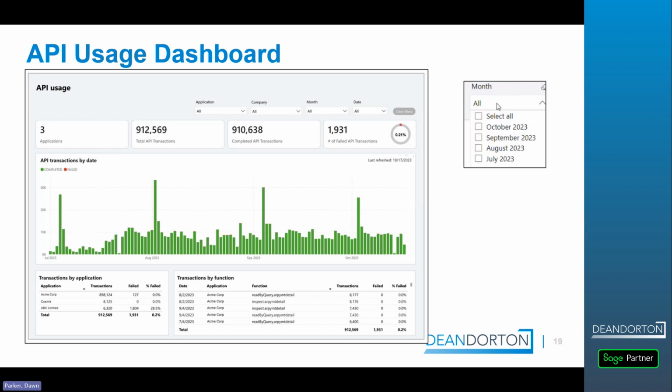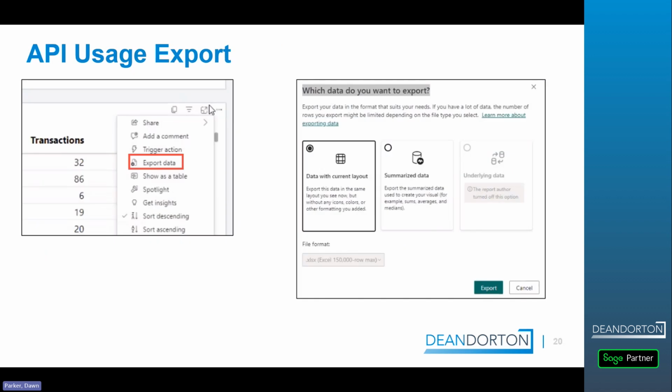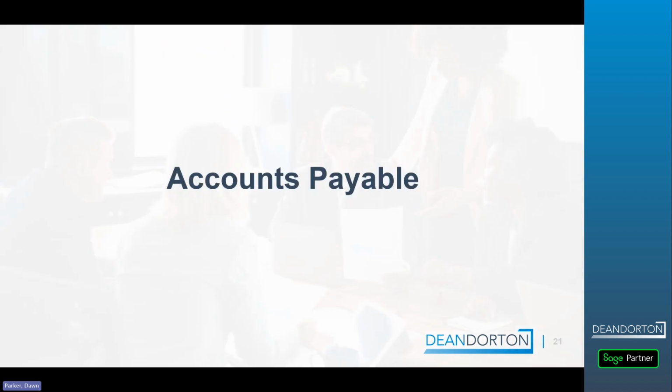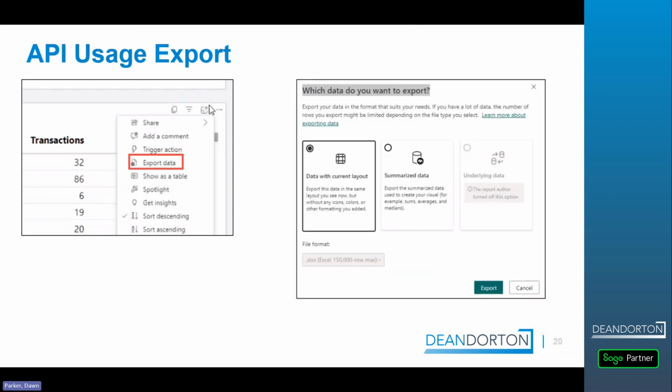Not currently, but in the future, they have plans to track it by user. For now, all numbers are capturing totals by function. There's no drill down capability at this time. Only what you see is what you're able to export. But you are able to export this data, and you can see here, you can choose the summarized data or the data with the current layout by clicking on export data. So that API usage, you are able to export that.